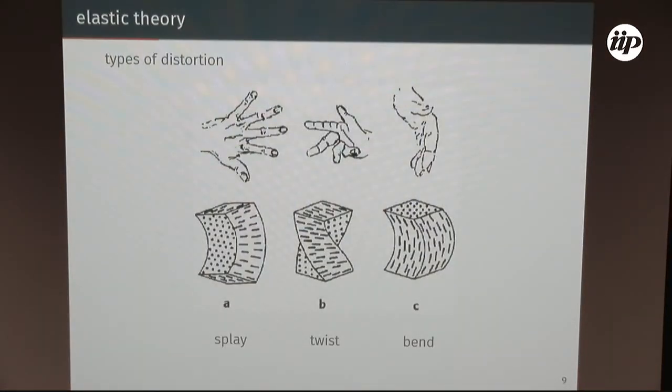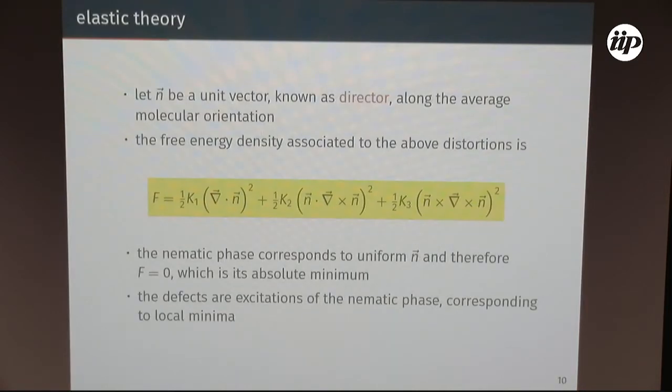I'll briefly discuss how this is described by elasticity theory. You see three basic types of distortions in the liquid crystal structures: splay, twist, and bend, which are related to deformations like this. And each one contributes with a term to the free energy density. If you look at this, you have derivatives of n. n is the director. It's the average direction of the molecules.